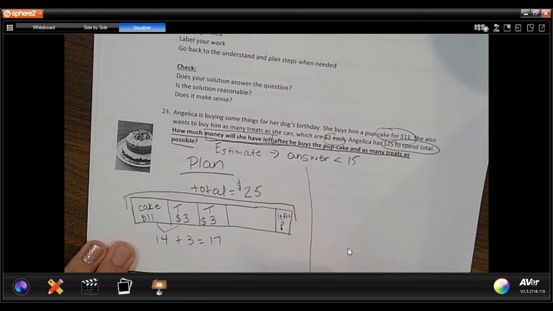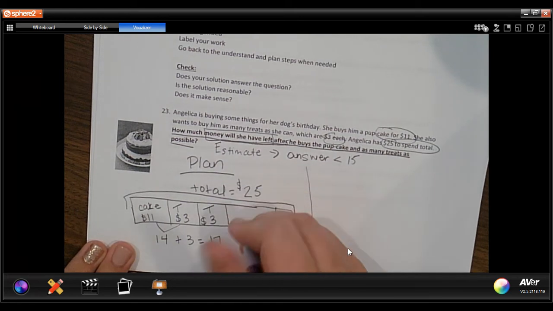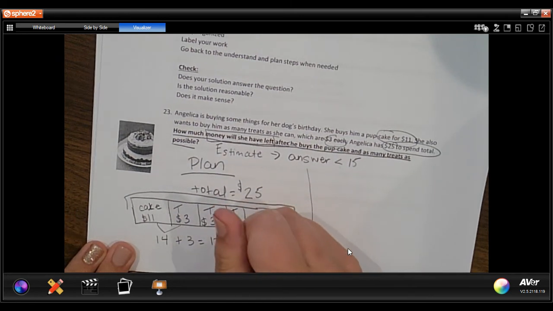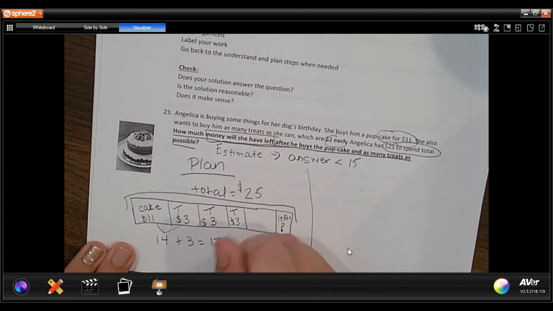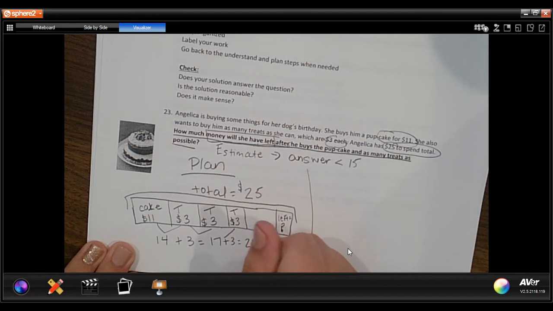All right, so now we're up to $17. I could still add some more $3 treats. So I'm going to put another treat here for $3. I'm going to add 3 and 17. That will give me $20.